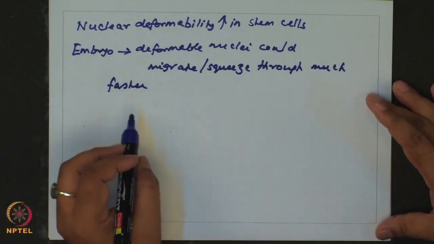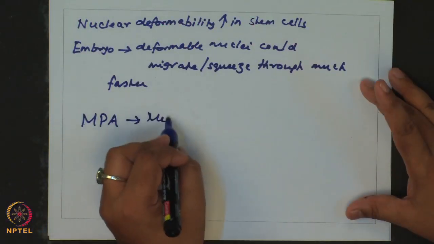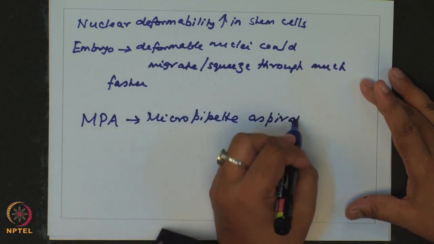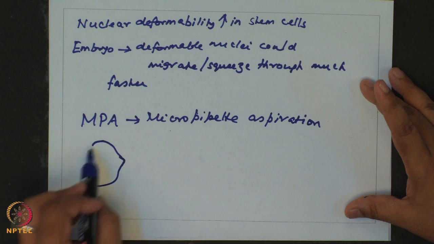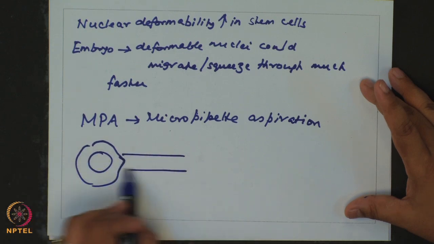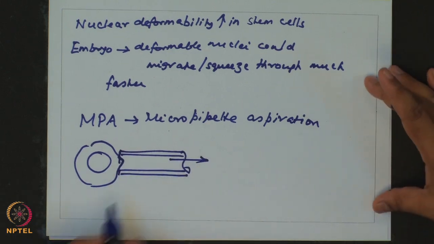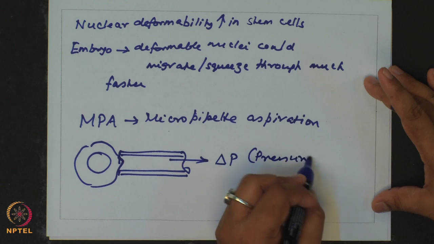Okay. So, to assay how nuclear deformability varies between stem cells and differentiated cells, a simple experimental setup that has been used is micropipette aspiration. Okay. So, what you do is you have a cell, if this is your cell with the nucleus, you put a micropipette, and you expose this cell to a step jump in pressure. Okay. This is a pressure difference.